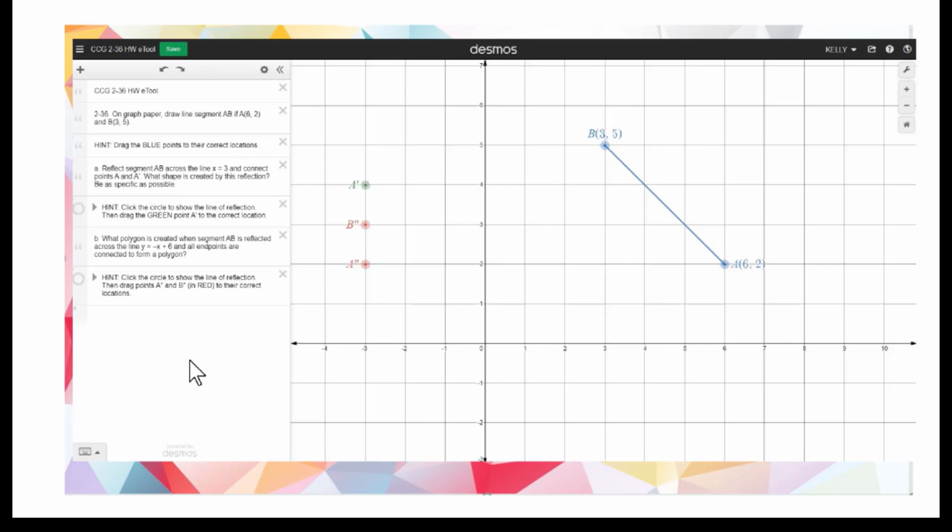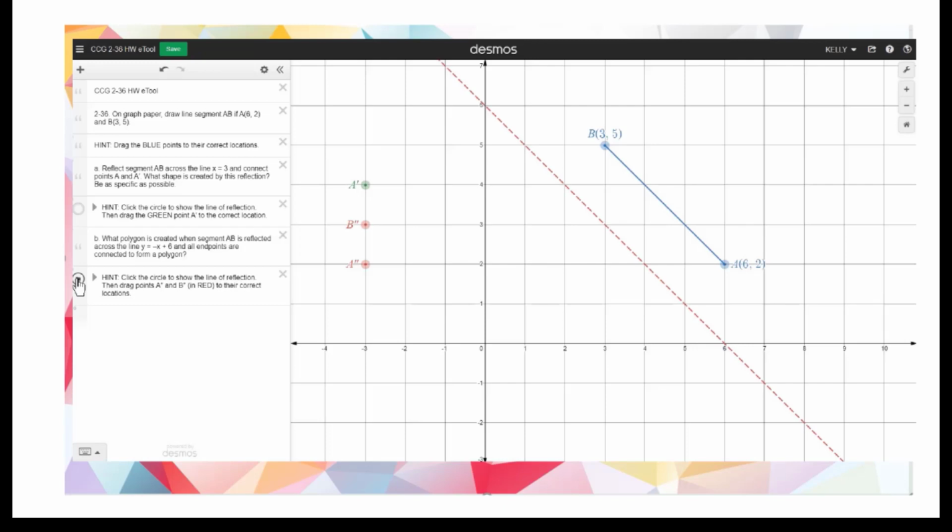Okay, so then it says on part B, what polygon is created when segment AB is reflected across the line y equals negative x plus 6, and all endpoints are connected to form a polygon? All right. They also give you a hint here, so you can draw your line, y equals negative x plus 6. You can do that also, but we're going to go ahead and use that.